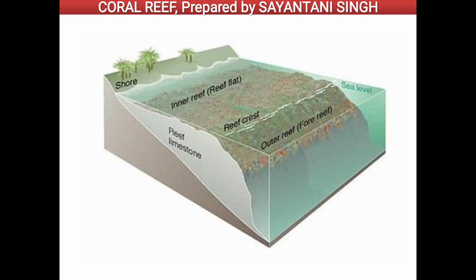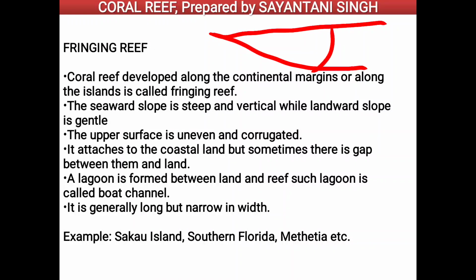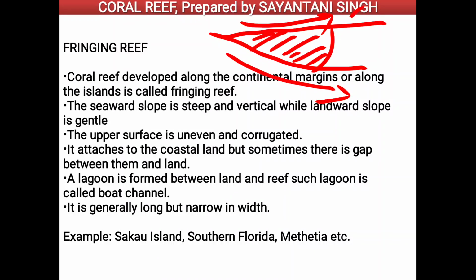What is a fringing reef? If you see this picture, a coral reef developed along the continental margin or along an island is called a fringing reef. If this is the land area, this is the sea area. In this region, the fringing reefs are formed. The seaward side is steep and the landward side is gentle. The upper surface is even and uneven and congruent. It is attached to the coastal land.